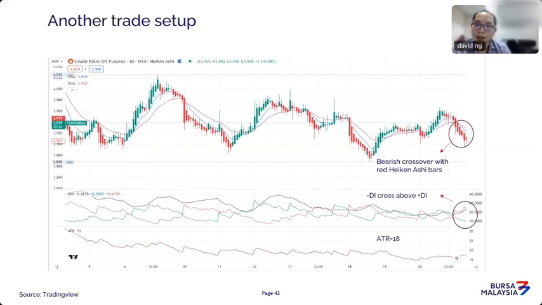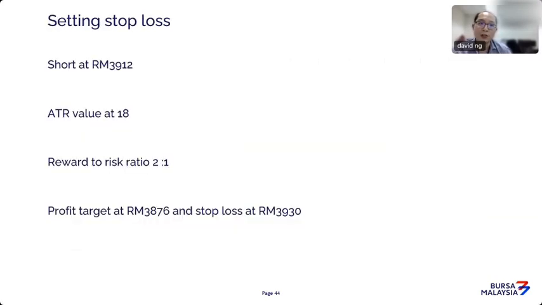Now, just to show you another example, here is another CPO trade example. You can see the red Heiken Ashi bars with bearish crossovers on your moving averages. That tells you the market generally is going to head lower. And true enough, you can see here the minus DI is crossing above. That is technically a crossover on your DMI indicator as well, and the ADX value is rising. That tells you the downside momentum is going to be heavy, so it's a good signal for you to take a short position.